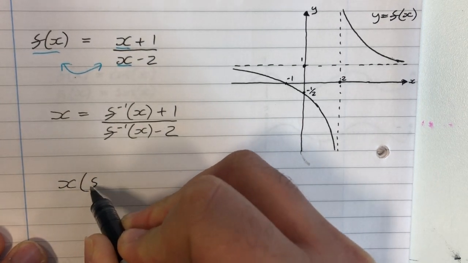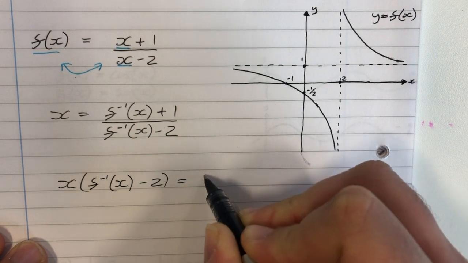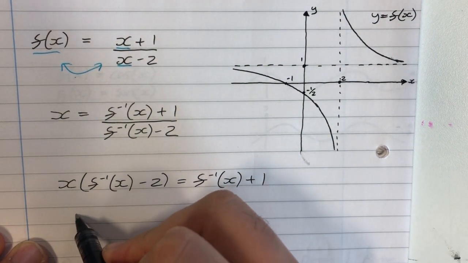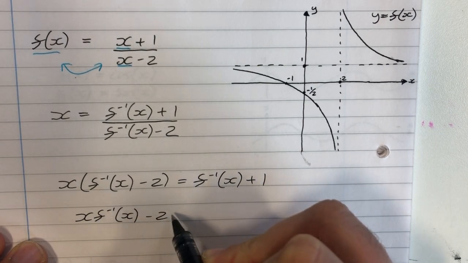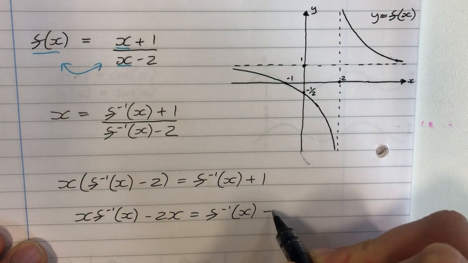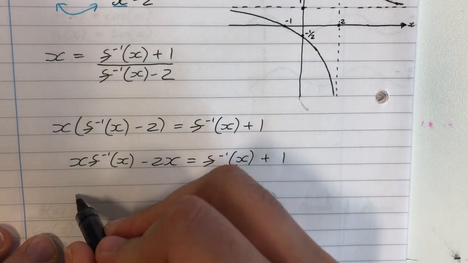Multiply both sides by the denominator of the right-hand side. Multiply out the brackets. Put everything with an inverse on the left and everything without on the right.